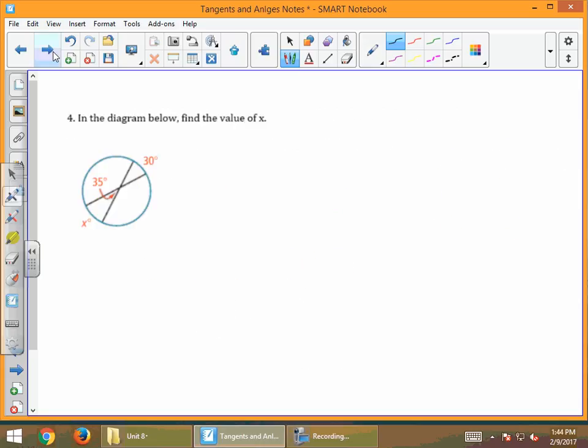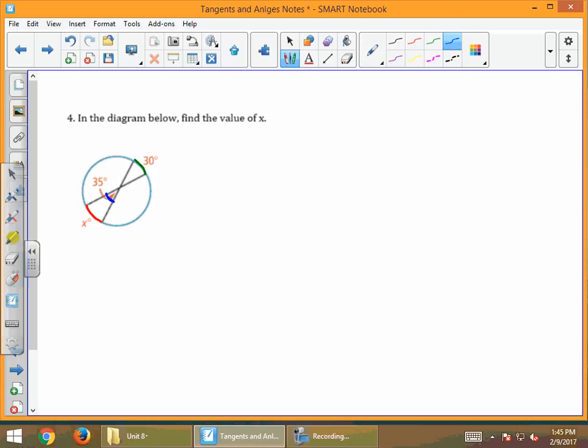Number four. All right, well, I got a diagram below. We want to find the value of x. X is not the angle, so it's not going to be real easy. I'm going to have to solve for what x is. You have to figure out what this arc is. Well, same exact process. I'm going to draw some of my diagrams so we see what it looks like color coordinated.